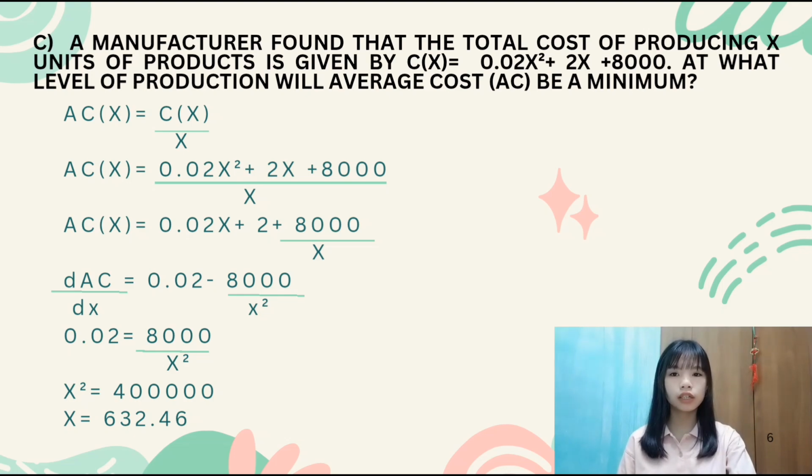A manufacturer found that the total cost of producing S units of a product is given by C(S) equal to 0.02 S squared plus 2S plus 8,000. At what level of production will average cost be a minimum?